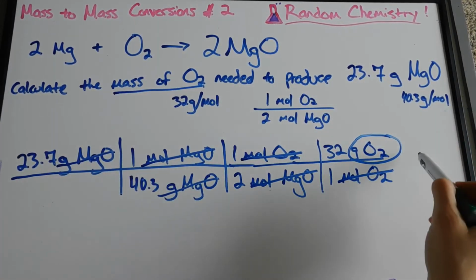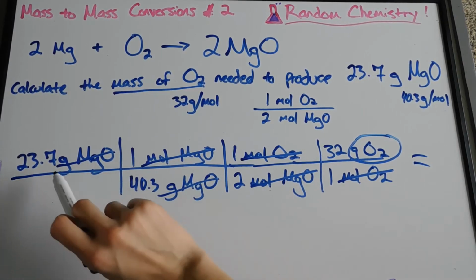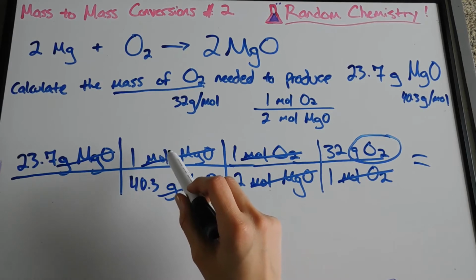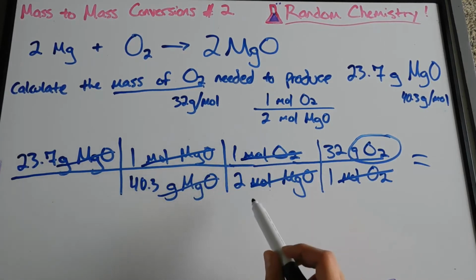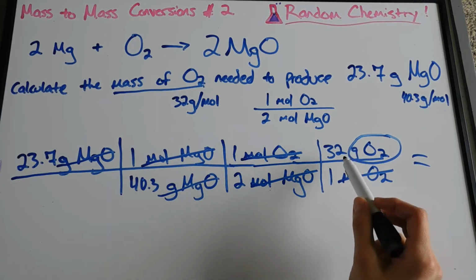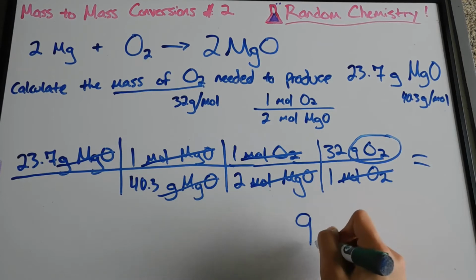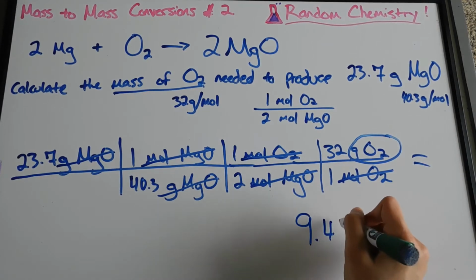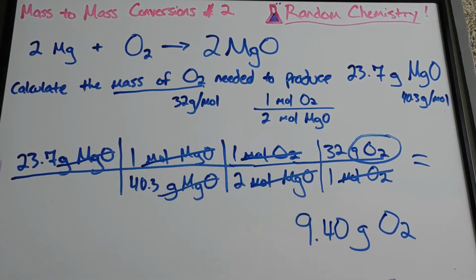So now I plug this into my calculator very carefully. 23.7 times 1 divided by 40.3 times 1 divided by 2 times 32. And when I plug that into my calculator, I get 9.40 grams of O2.